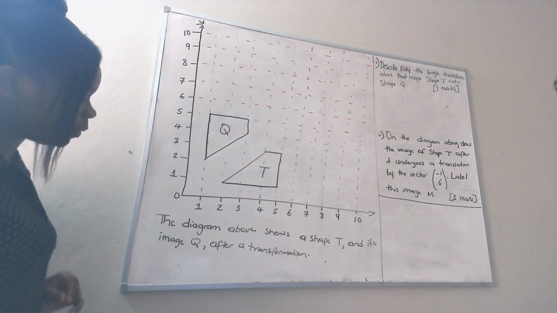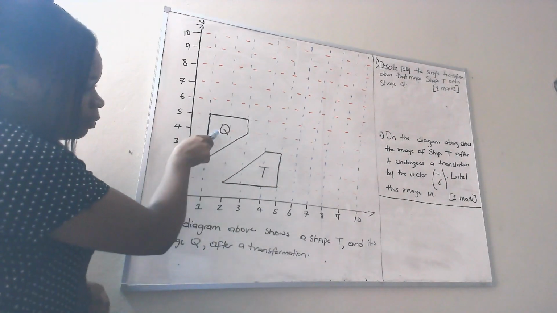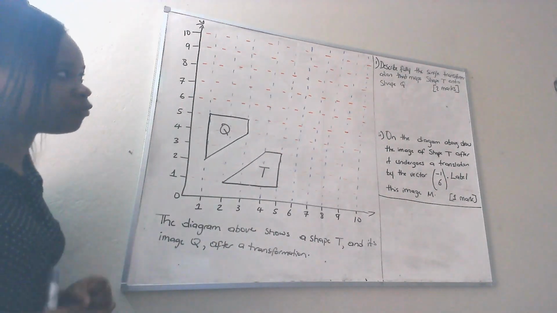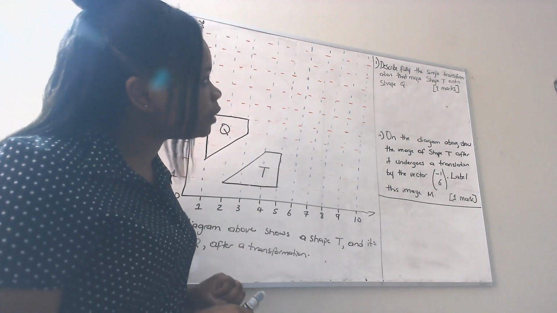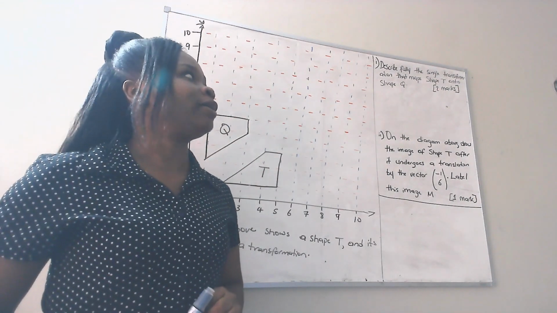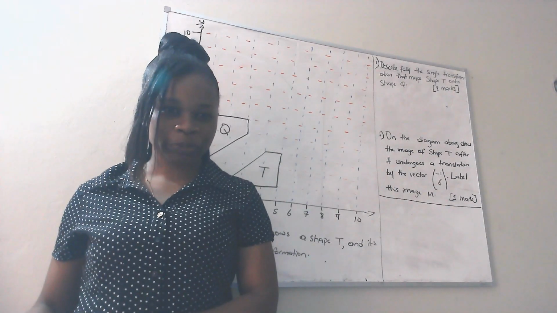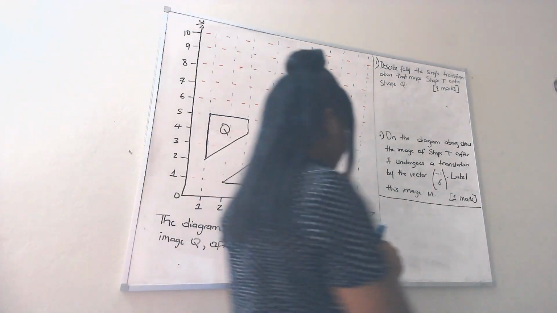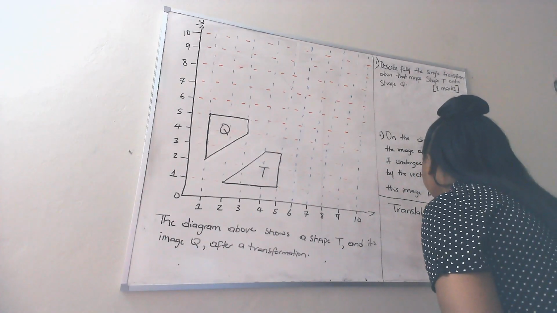Given a diagram that shows a shape T and its image Q after a transformation, you're asked to describe fully the single transformation that maps shape T onto shape Q. Now, there are four types of transformation.